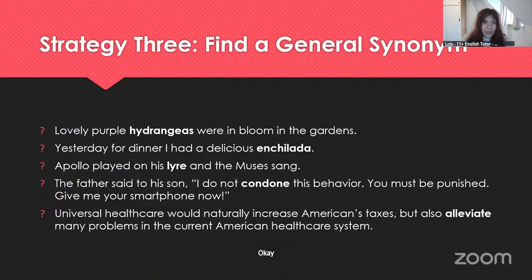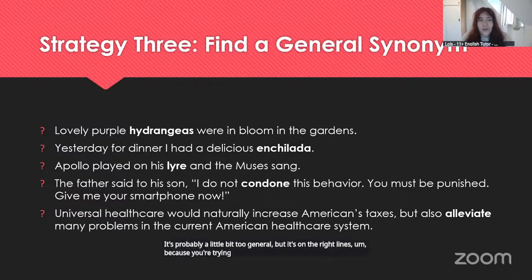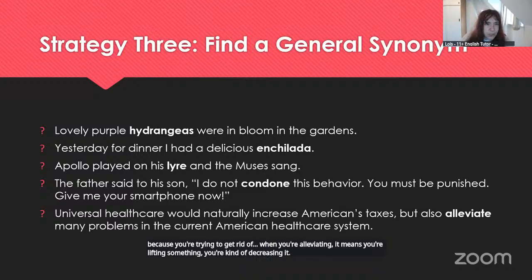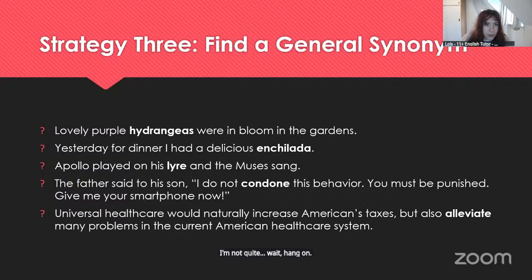Okay. Right, here are some good answers. Yes, stop is a good one. Stop is probably a little bit too general, but it's on the right lines because you're trying to get rid of something. When you're alleviating, it means you're lifting something, you're decreasing it. Wait, hang on. Worsen is kind of the opposite, because alleviate means to relieve. So yeah, reduce is a good one.